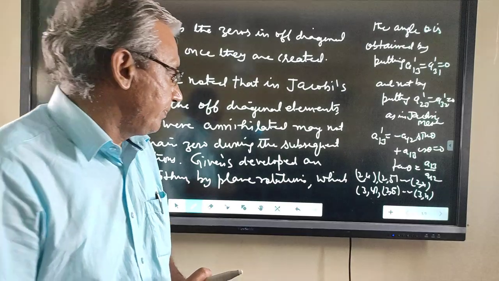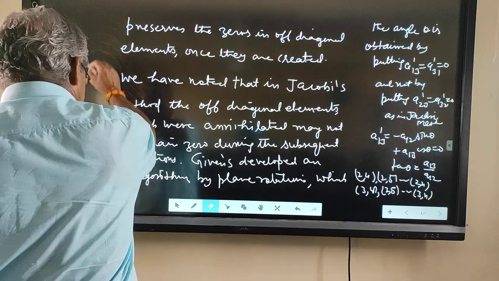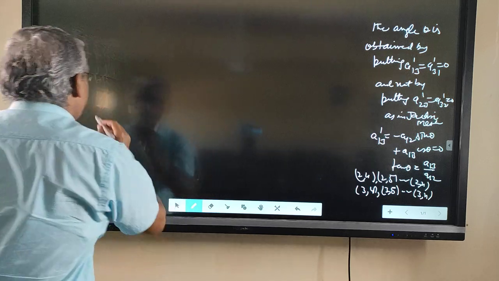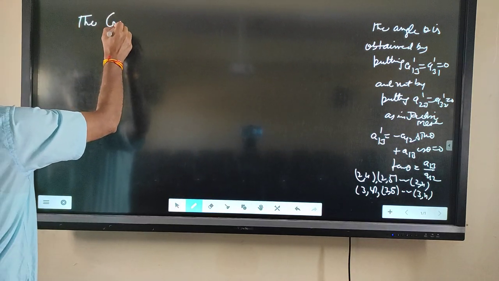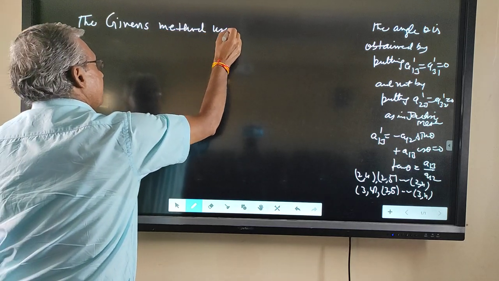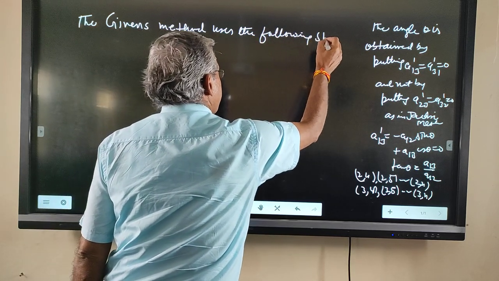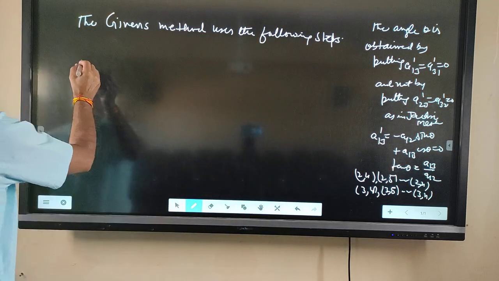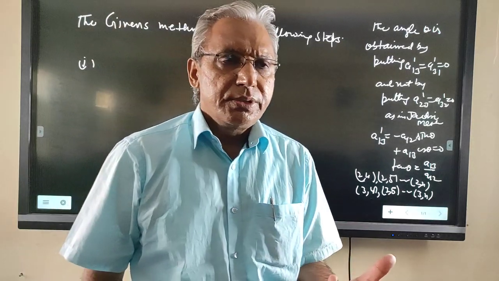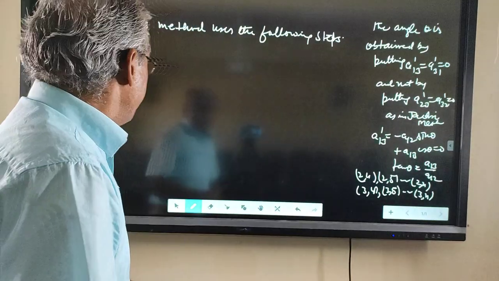The Givens method uses the following steps. First stage: first of all, we reduce the given matrix into a tri-diagonal matrix.